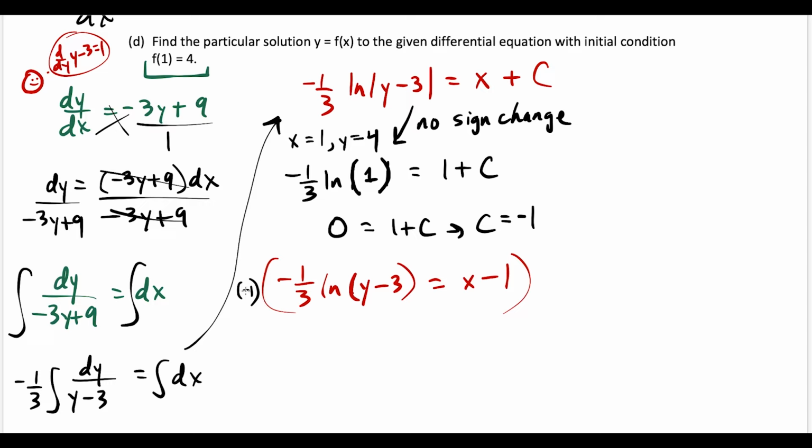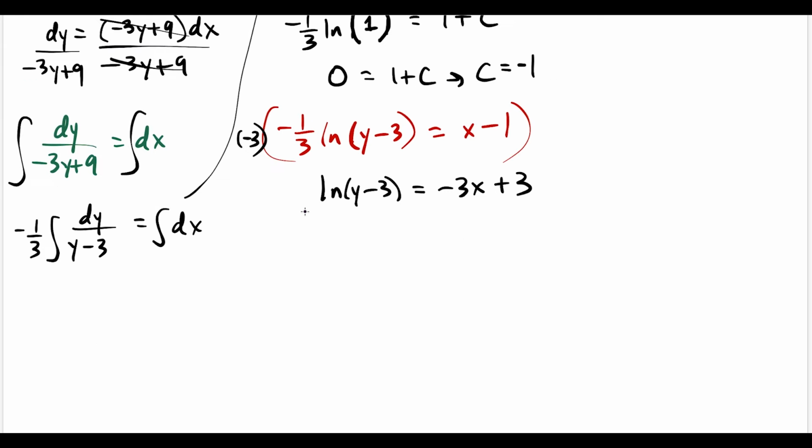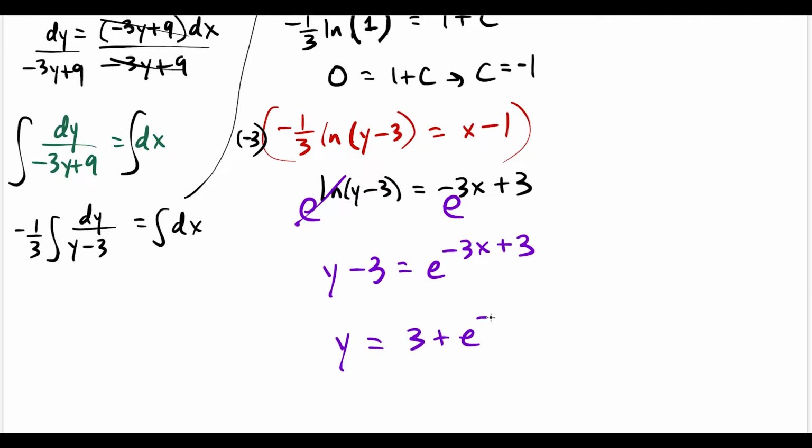So I would just multiply both sides by negative 3. The reason being is I want to get rid of this negative 1/3. Negative 3 times negative 1/3 is going to give us just 1, and then we have natural log of y minus 3 equals, negative 3 times x is negative 3x, and then plus 3 at the end. Now at this step is where we could exponentiate both sides. We'll raise both sides as powers of e, and then e and natural log cancel out, so we have y minus 3 equals e to the negative 3x plus 3. Now to solve for y, we're just going to add 3 to both sides, and we're going to have y equals 3 plus e to the negative 3x plus 3, and here is our particular solution.